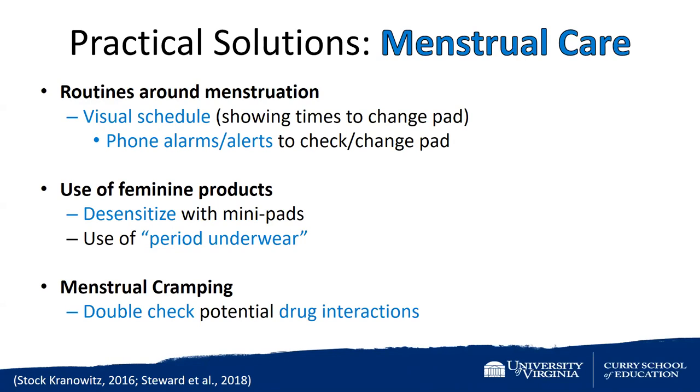Menstrual cramping, a lot of times, when less medical interventions don't work, it may be natural to reach for a Tylenol or an Advil to decrease that cramping sensation. But making sure that you double check potential drug interactions with your child's pediatrician is probably crucial when thinking about including an over-the-counter pain medication as far as menstrual cramping and puberty goes.